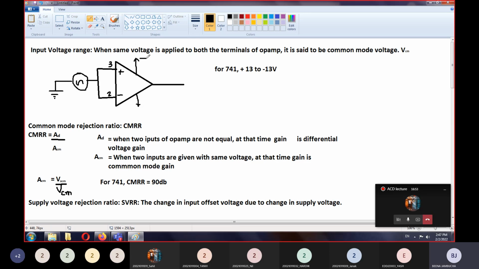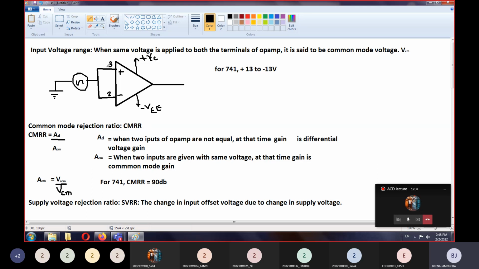Pin number 7 is given the plus VCC supply, and pin number 4 is given the minus VEE supply, right? So when your input is not given, that means pins 3 and 2 are open, we have not provided any type of input. At that time, due to the internal circuitry, there will exist some potential difference between pin number 2 and 3, and that voltage is known as input offset voltage, right?